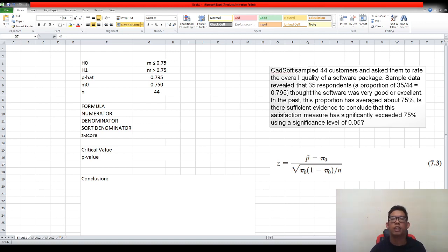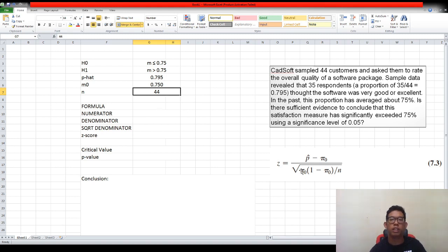So, in solving the question regarding one sample proportion test, there are three values that we need to know. First is p hat, which is the sample proportion, which is 35 over 44 or 0.795. Mu naught, or the whole average of the proportion, which is 75% or 0.75, and n, the number of respondents in the proportion, which is 44 customers.